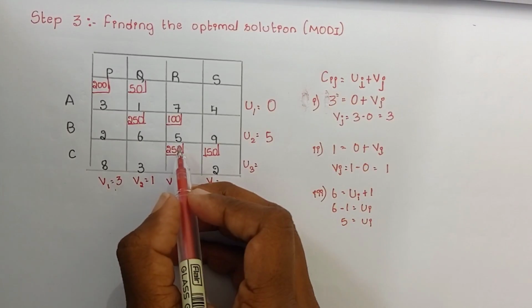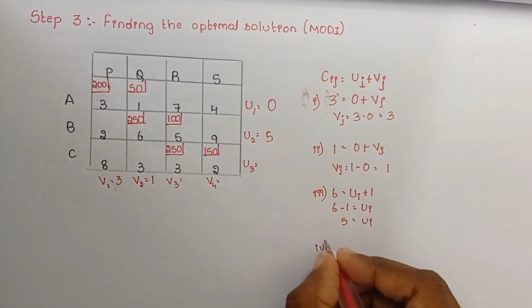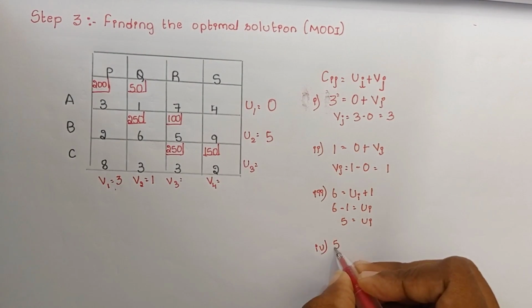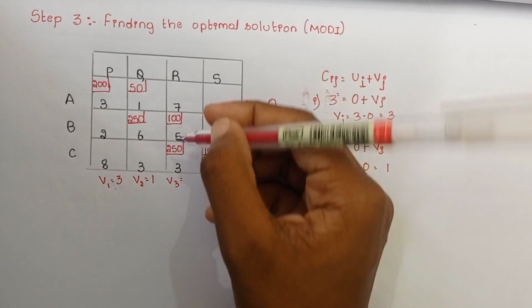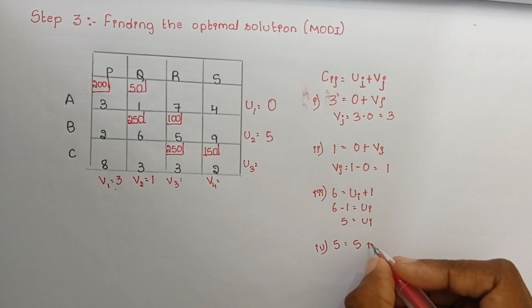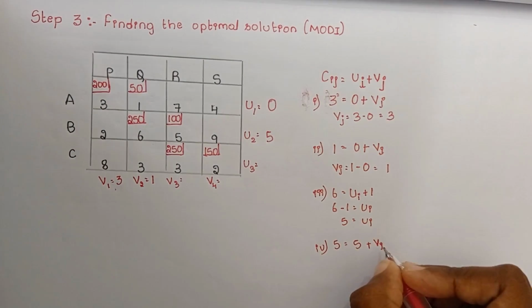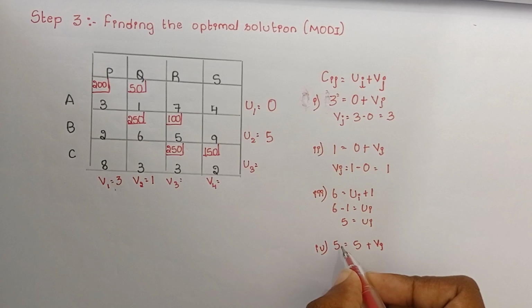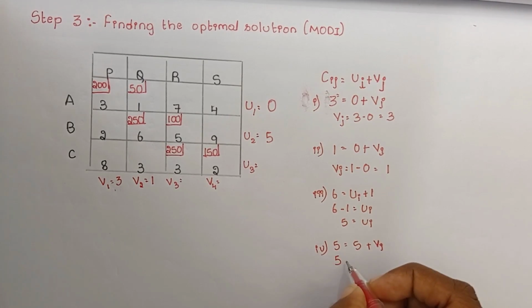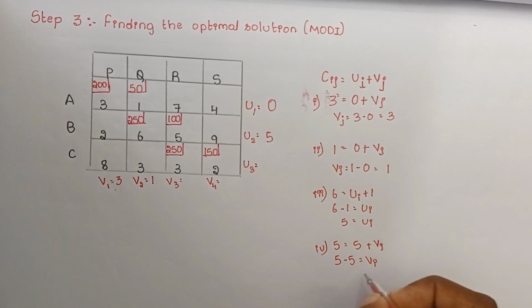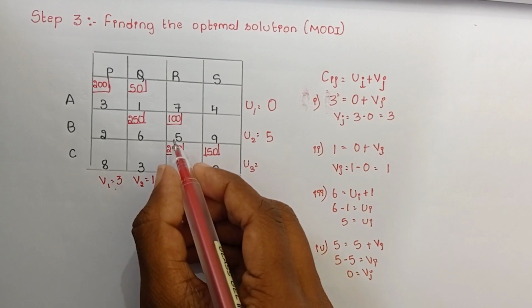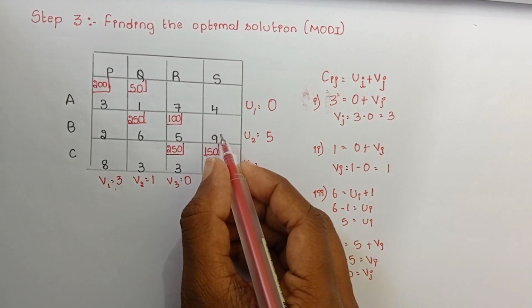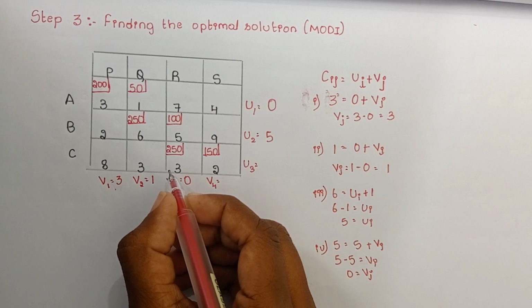The next occupied cell is 5. So the Cij is 5. 5 is equal to the u value for 5, which is 5, plus the v value for 5, which is not known. So I will write Vj as the same. If I transfer this 5 to the left side, the plus 5 will become minus 5. So 5 minus 5 is 0. So the Vj value is 0. So the V3 value for 5 is 0. Here I don't have any other occupied cell, so I will move to the next row.